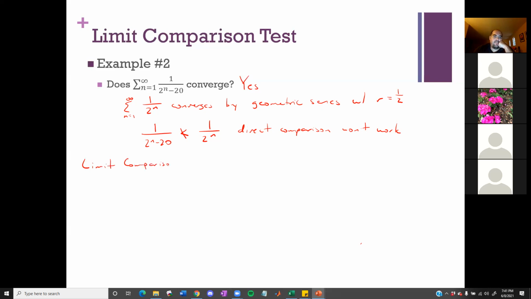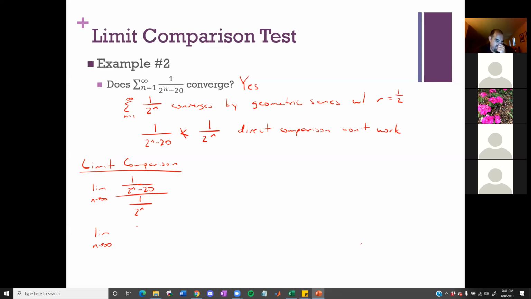Your turn now. If I want to do limit comparison, how do I set that up? Would it be the limit of 1 over 2 to the n minus 20 all over 1 over 2 to the n? Yep. And I don't remember which direction I put this in the slide explaining this test, but maybe you've already had this thought, that I could look at this limit or I could look at this limit.